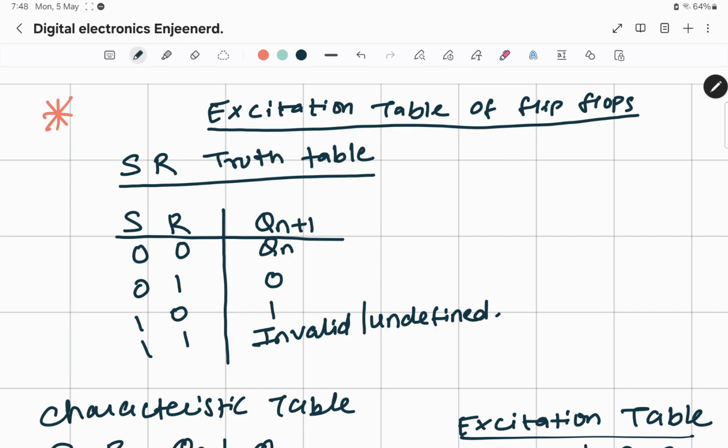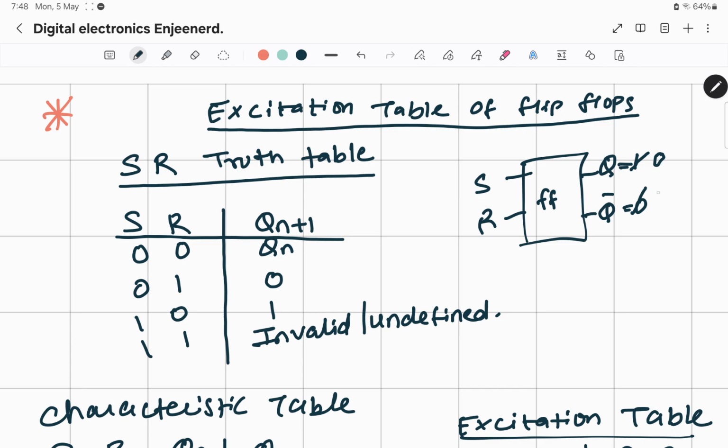For example, I have an SR flip-flop here, which has output Q and Q bar, its complement. For example, the current state, that is the present state of this flip-flop, is Q equal to 1 and Q bar equal to 0. Say the next state after one clock pulse, I want Q to become 0 and Q bar to become 1. Then what is the input at S and what is the input at R that I should be giving to get this specific output?